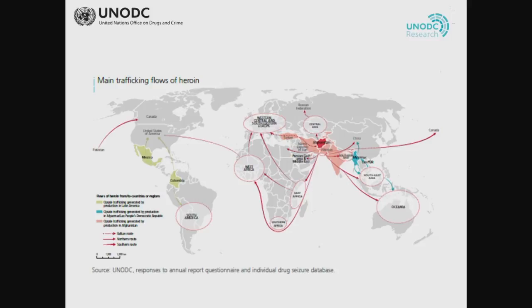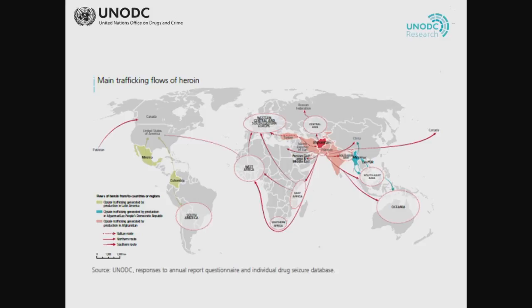Here, I just wanted to show you the maps of the trafficking flows of heroin around the world. Again, you see the three colors are the three markets. There is the opiate generated in Afghanistan, in red, then the one generated by Myanmar and Laos, in black, and the one generated mainly from Mexico and Colombia.